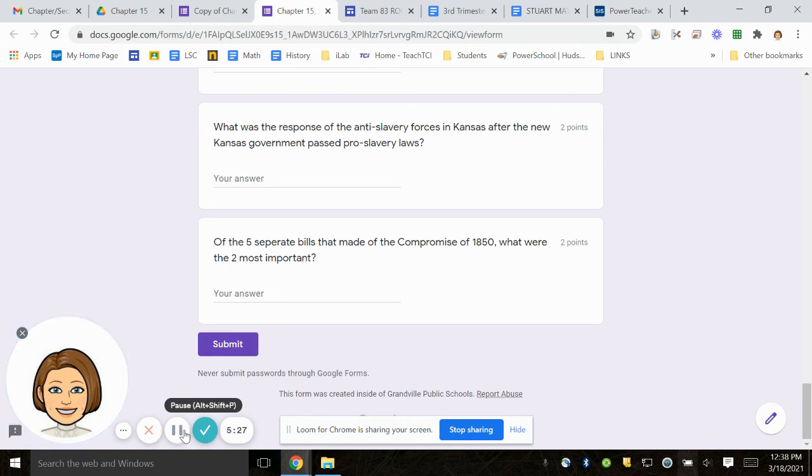Fourth question. What was the response of the anti-slavery forces in Kansas after the new Kansas government passed pro-slavery laws? And last, of the 5 separate bills that made it on the Compromise of 1850, what were the 2 most important?